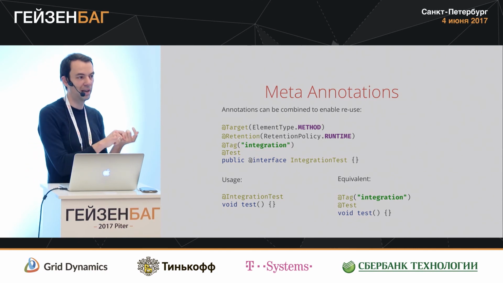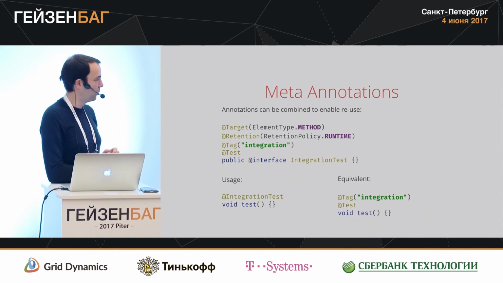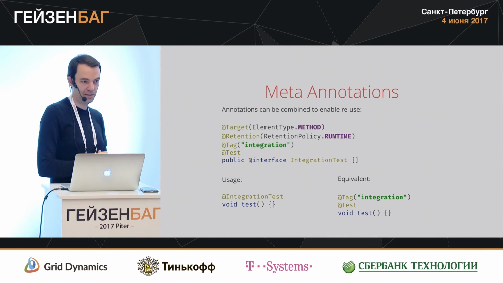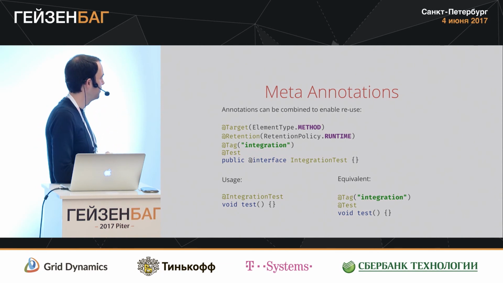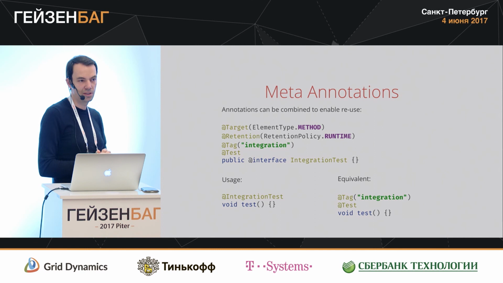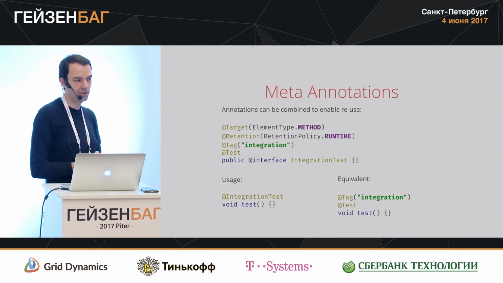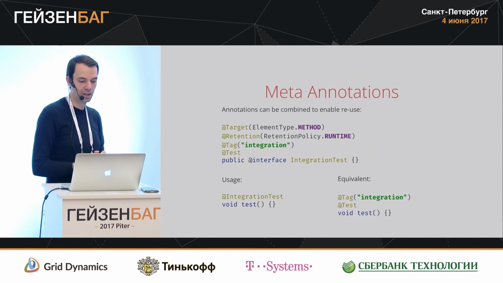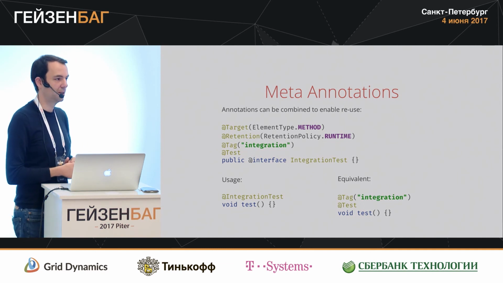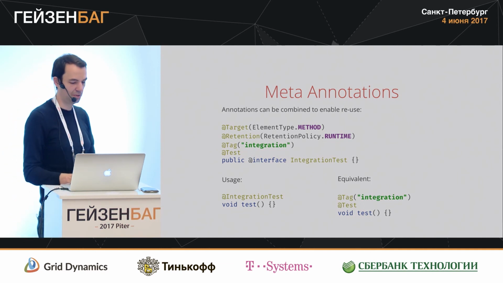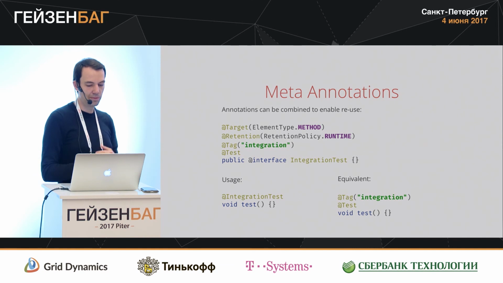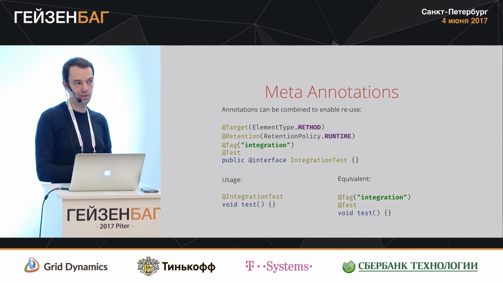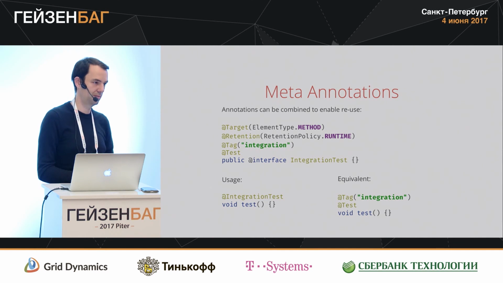That is a means to combine annotations. So in this example, you could, in your project, declare an integration test annotation, for example. And yes, you have to specify the target and retention. But then you can apply any of the JUnit 5 annotations to your own annotation and use your own annotation in your project instead. So for the usage at the bottom, instead of writing @Tag("integration") and @Test, you can just write @IntegrationTest.